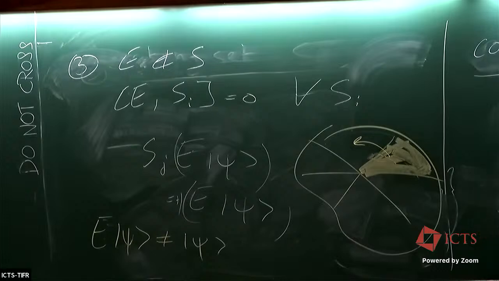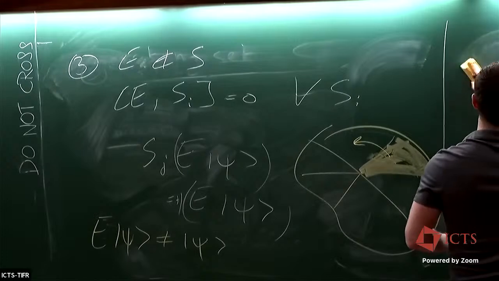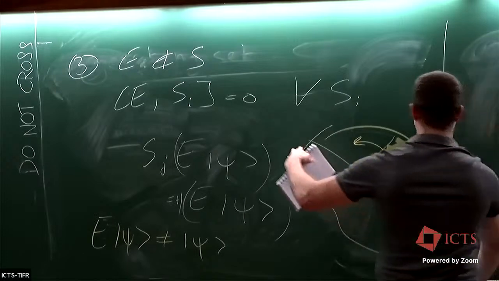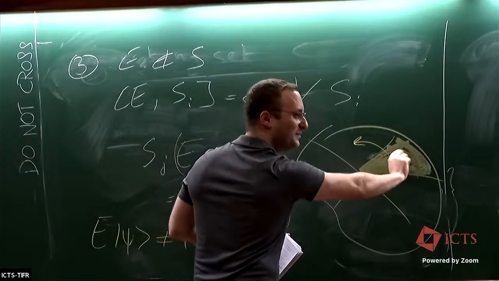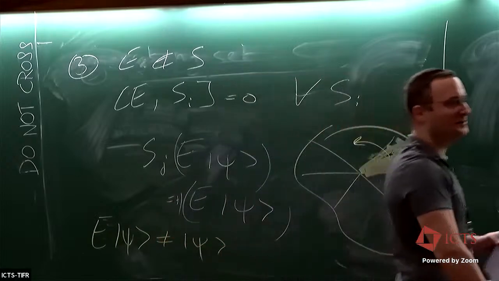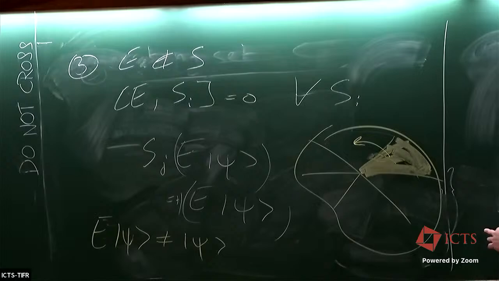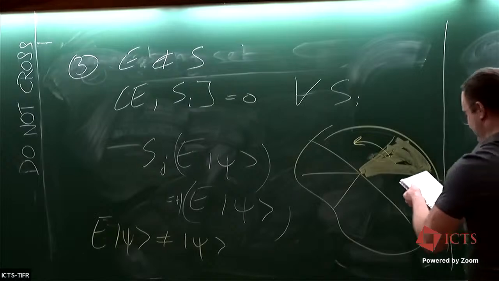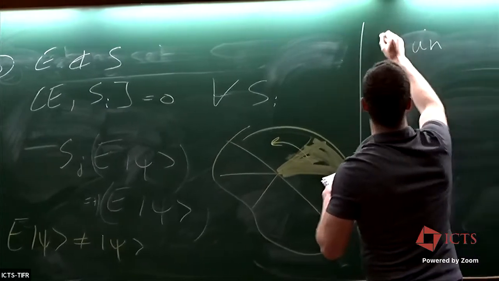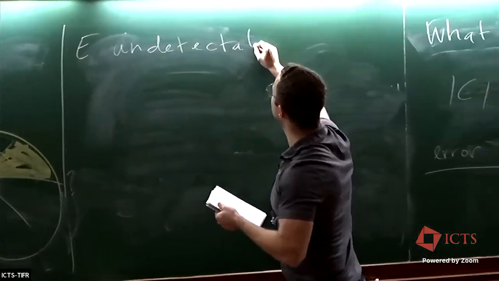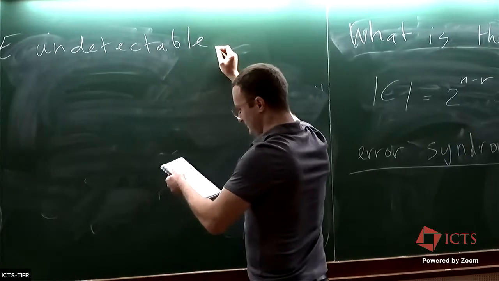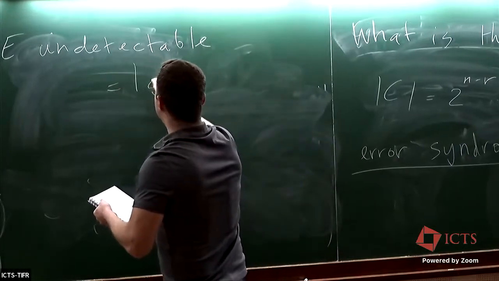What else could I call it? It's a logical operator. If I want to do a computation on my code, I need to apply this kind of operator that leaves me inside my code space, but it shifts things around. So it's both things I want to do and both things I want the environment definitely not to do. So it's an undetectable error. And it's a logical operator.